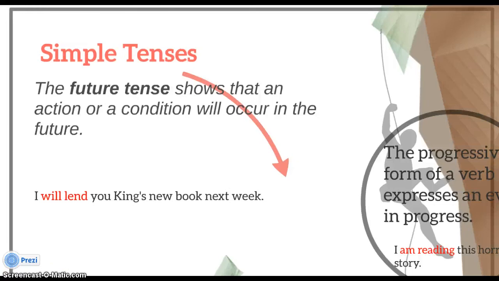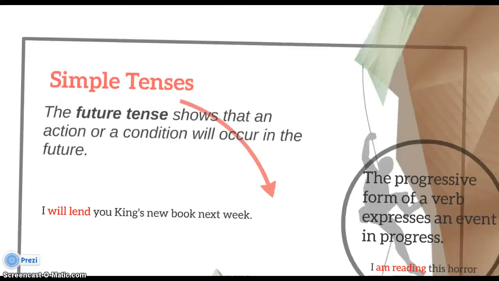Our last simple tense is the future tense. This shows us, as you might expect, that an action or condition will occur in the future. So we have our example. I will lend you King's new book next week. So those are our simple tenses: present, past, and future.